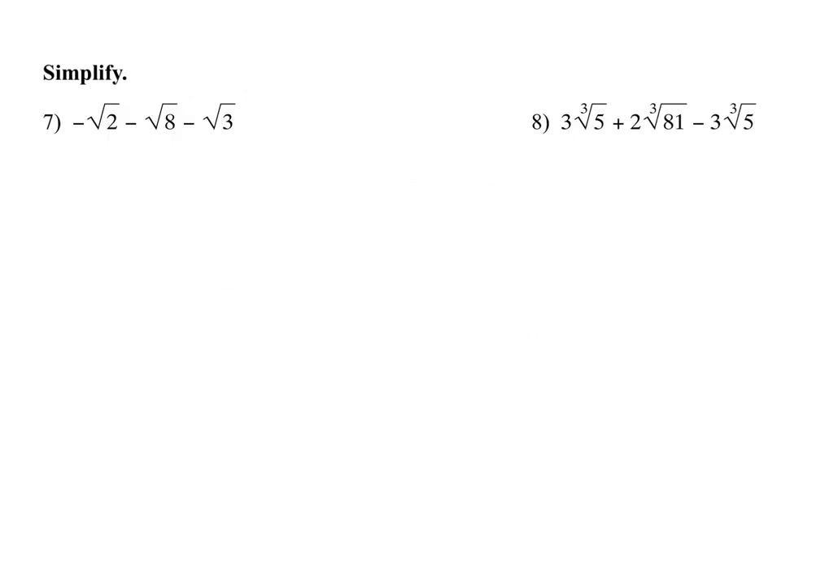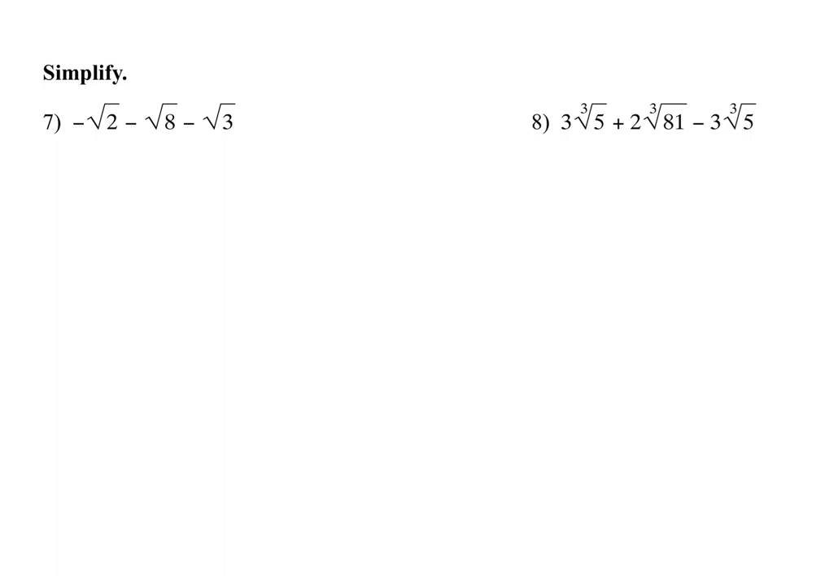So with addition and subtraction, you are basically looking for like terms. When you talk about variables like terms, that would be same variable, same exponent. When you're talking about radical like terms, the number on the inside has to be the same, and the index of your radical has to be the same. And so these all have an index of 2, so I know that's not the problem. But I have a 2, an 8, and a 3. None of those are the same.